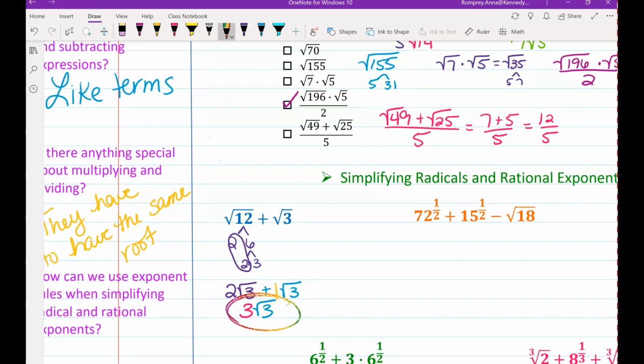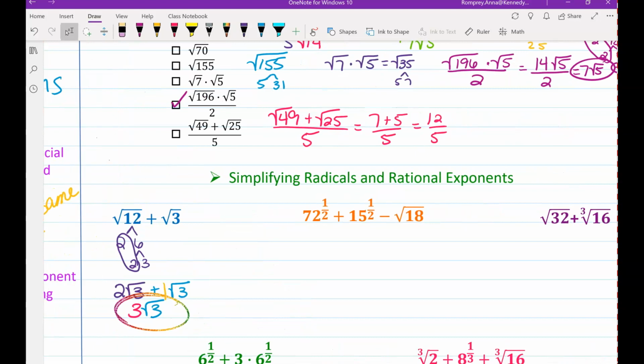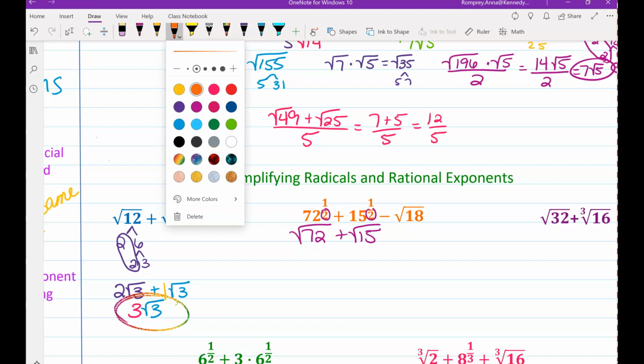Cool? All right, let's look at this next one. So 27 to the 1/2, 15 to the 1/2 minus the square root of 18. So these are all in different formats. Well, they got to be the same format before we can simplify. So the easiest way is to take this rational exponent and convert it to a radical. So far, they're kind of being nice to us. They're giving us everything that's an index of 2. So square root of 72 plus the square root of 15 minus the square root of 18.